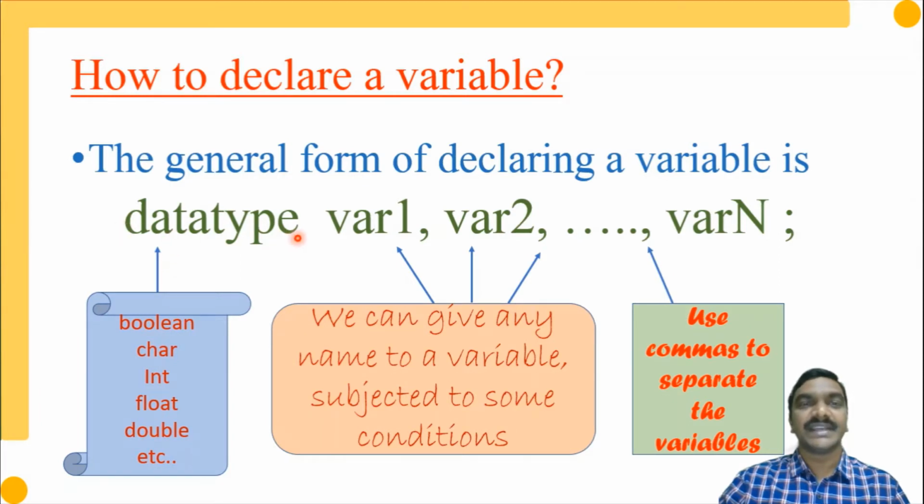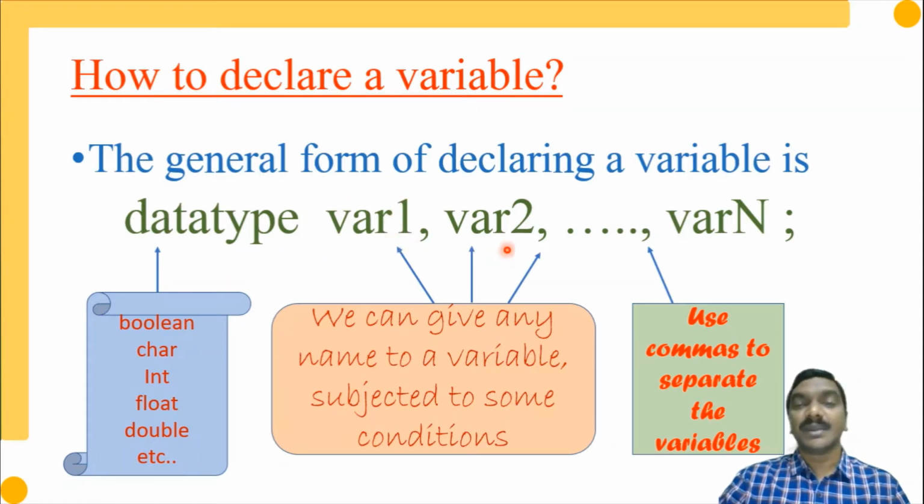First you should write the data type, then you should give some space, then variable name 1, variable name 2, variable name n, like that you can give, right? We can give any name to a variable subjected to some conditions. Yes, we are going to look at the conditions, the rules, in the next slide. But data type followed by variable name, very simple to declare a variable.